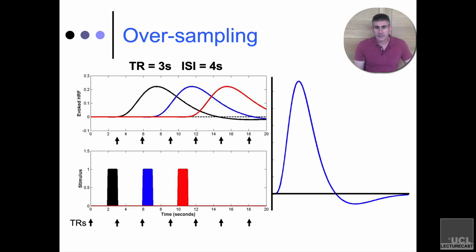There are multiple ways to handle it, right? One is to do something called oversampling. So that is to say, if you were to have a 3-second TR, which is a common repetition time, then you could have an inter-stimulus interval of 4 seconds.